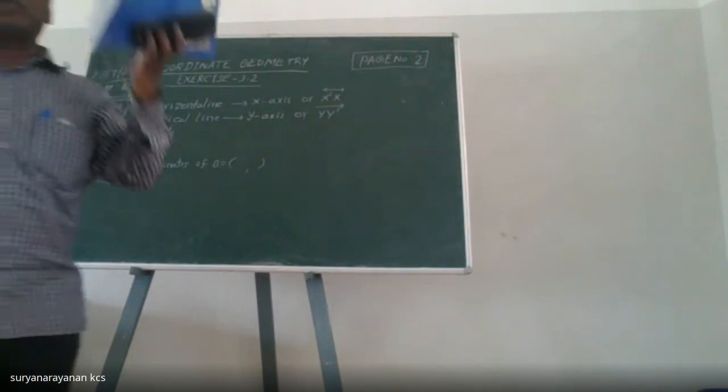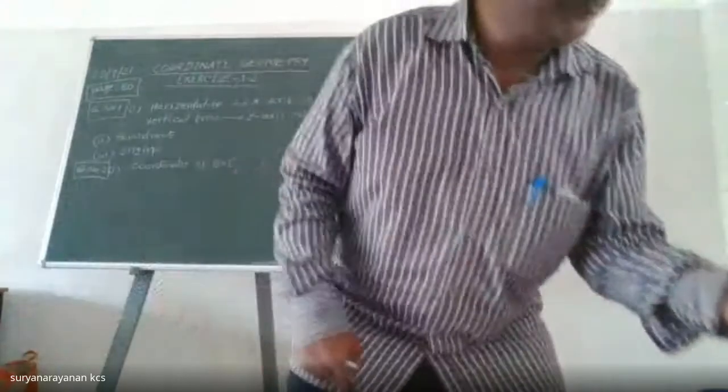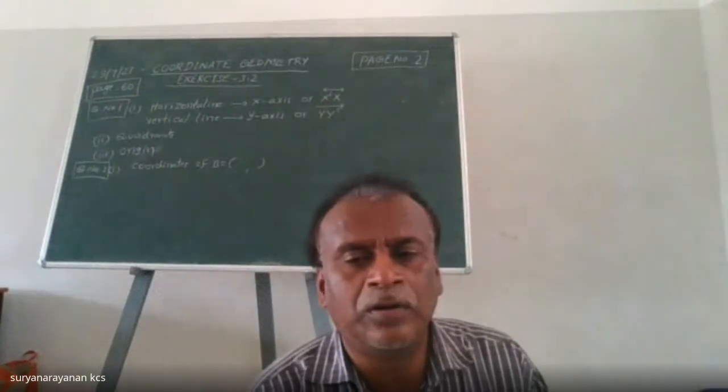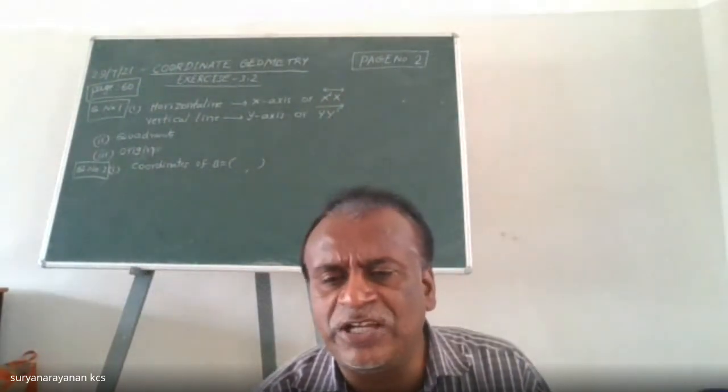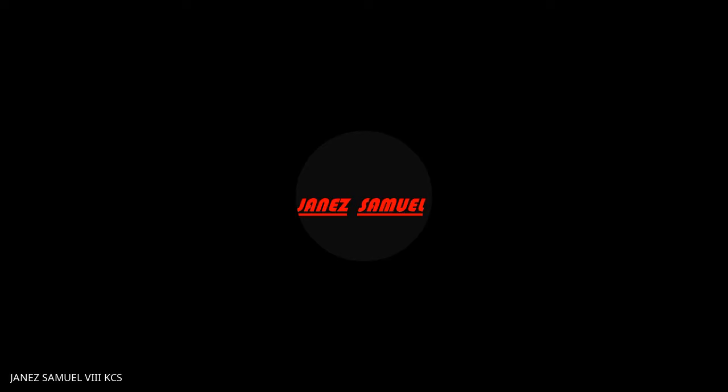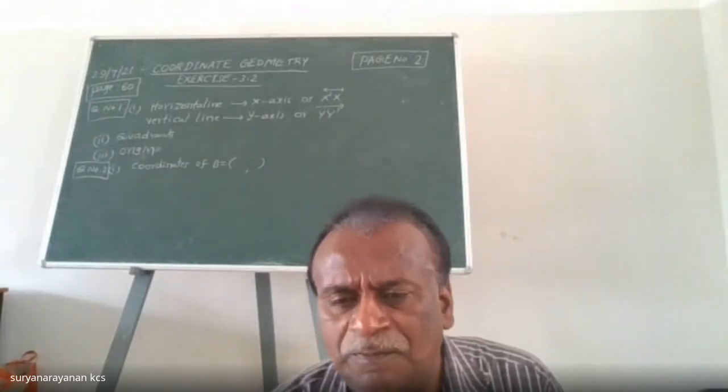Who will tell the coordinates of point B? Minus 5 comma 2, sir. Very good, Srijana. Minus 5 comma 2.